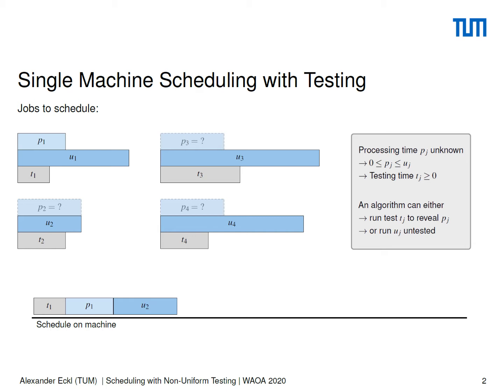Of the two remaining jobs, 3 and 4, the fourth one has the smaller testing time. So we decide to test that one first. It is revealed that the fourth processing time, p4, is rather large. It's almost the same as the upper bound. So we decide not to run it immediately, but instead first test the third job. This reveals that p3 is actually rather short. So we first schedule p3 and then p4.